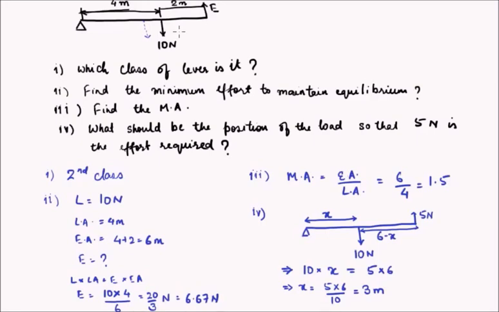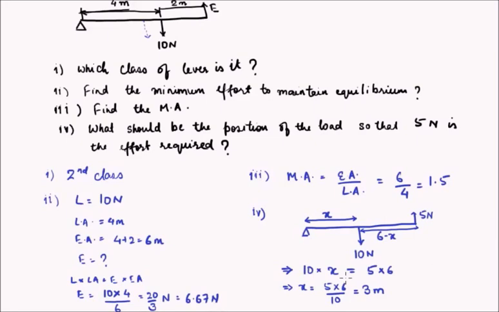Why? Because the effort here is half of the load. So obviously the effort arm should be double the load arm. And we clearly see that happening here. The previous example was an example of the first class of lever. This example was an example of second class of lever.